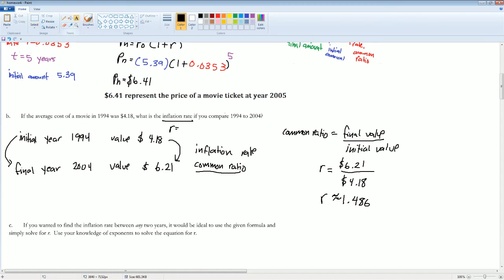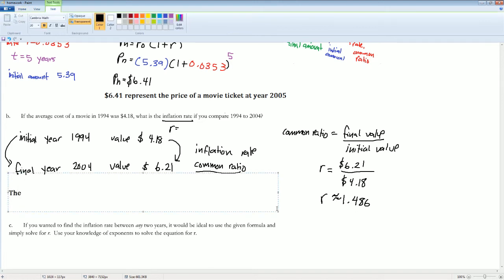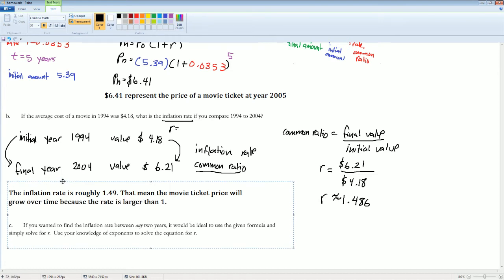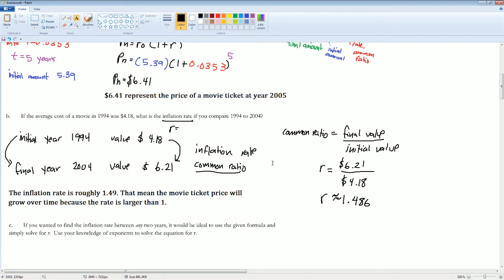let me write this for you. The inflation rate is roughly 1.49. That means the movie ticket price will grow over time because the rate is larger than 1. All right? Okay. There you go. If the inflation rate is smaller than 1, it would mean the price is decreasing.